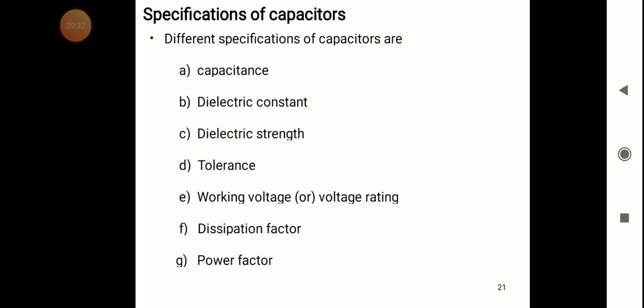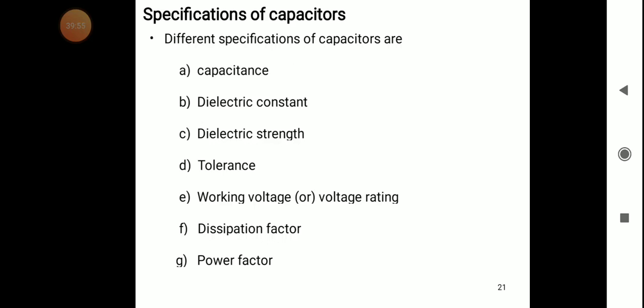So it also gives the dielectric constant values, dielectric strength values, and tolerance. If we mention some value, how much correction it has, how much positive value and how much negative value it has, that is given by the tolerance.